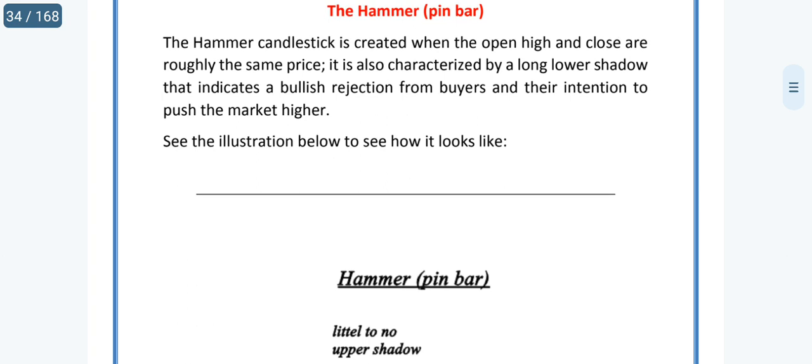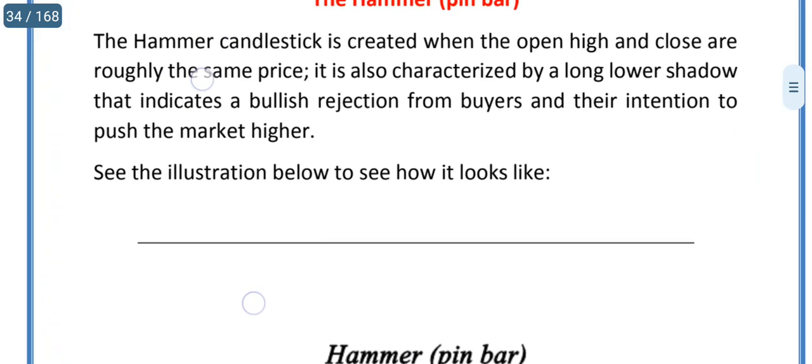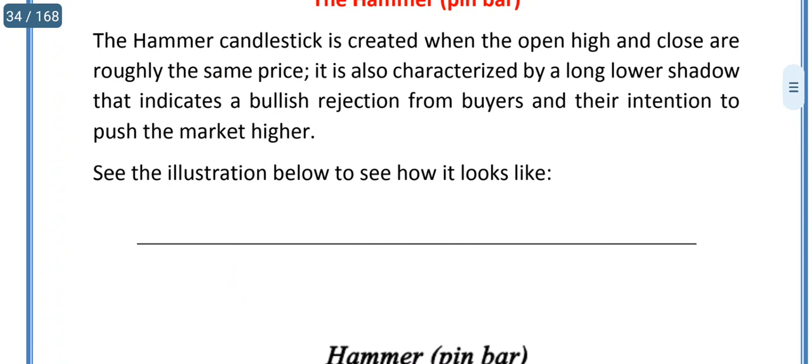So we have the hammer, or what you may call the penny bar candlestick pattern, and it is created when the open, high and the close are roughly at the same price. It is also characterized by a long lower shadow that indicates a bullish rejection from buyers and their intention to push the market higher.